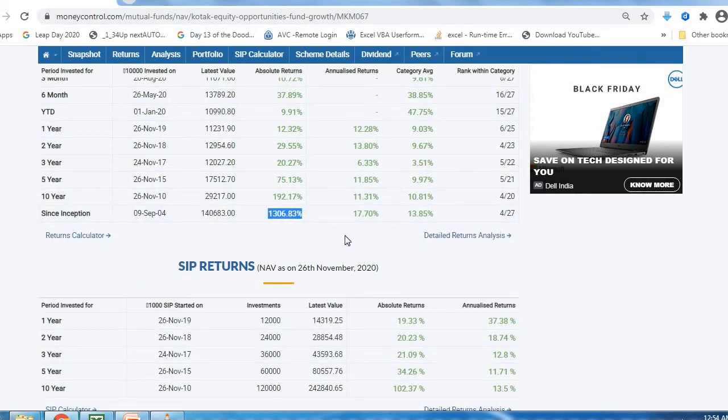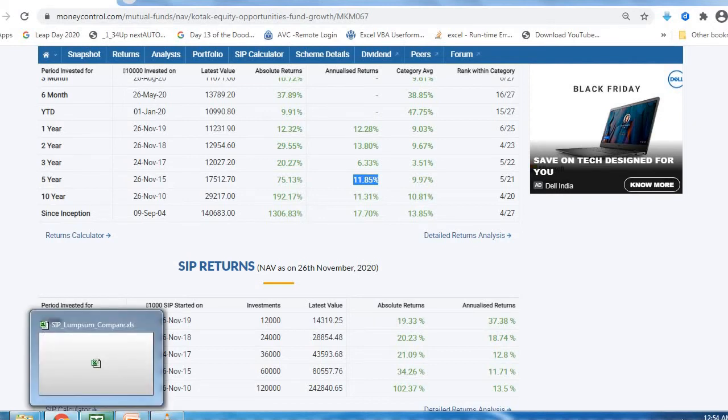The annualized return for this particular fund from inception is 17.7%, and the category average is 13.85%. For 10 years it has given 11.31%, and for 5 years it has given 11.85% annual return. I will be using this particular fund as an example for explaining the differences between investment in the Lumpsum route and the SIP route.